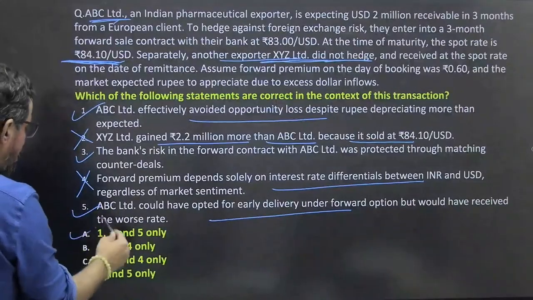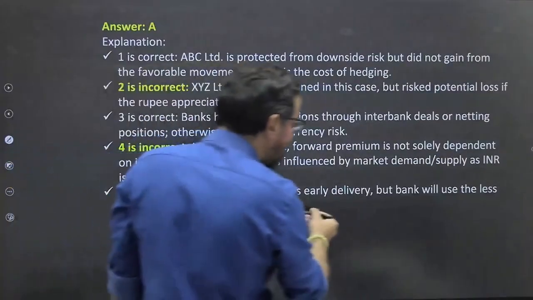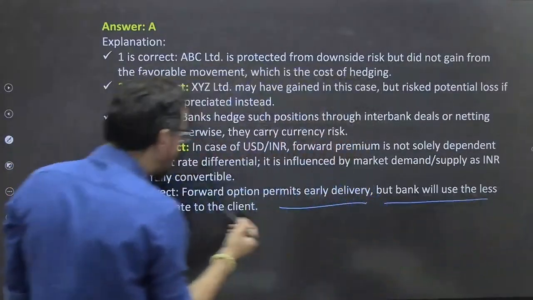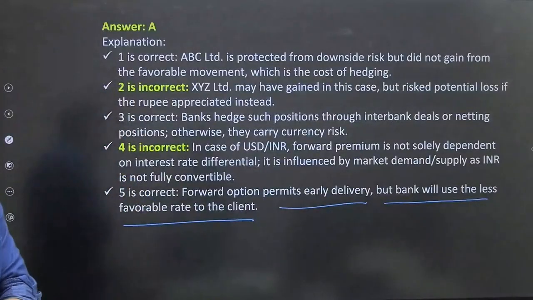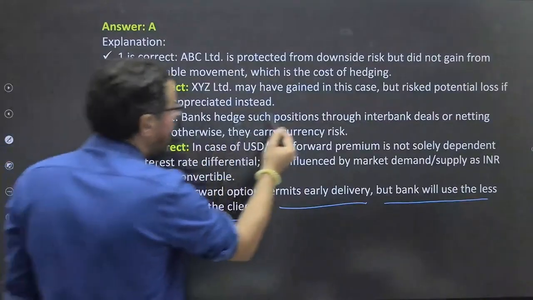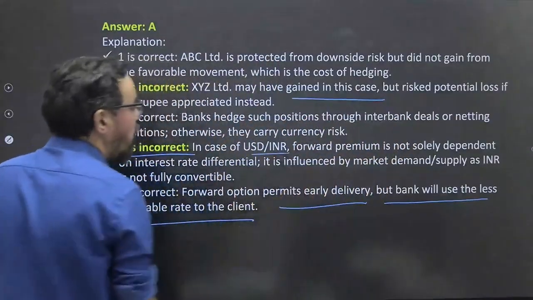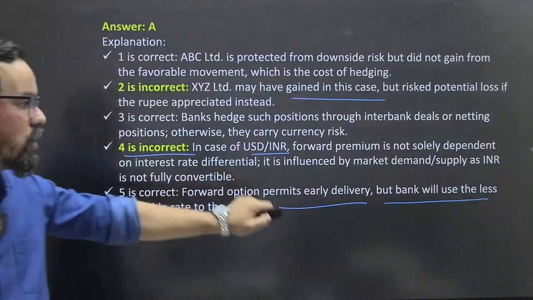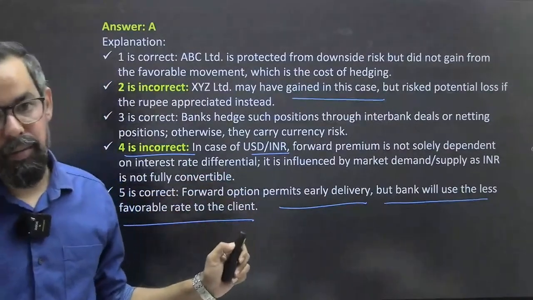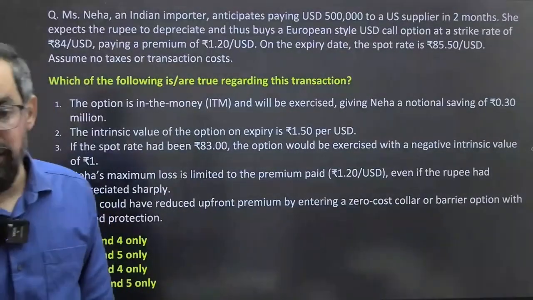So 135 means option A only should be the right answer. Forward options permit early delivery, but the bank will use the less favorable rate to the client, and that is the argument for this one. So A is the right answer. May gain in this particular case, but risk potential is not there. USD INR forward premium does not solely depend on interest rate differential. It also depends on economic factors or speculation as well as technical factors.